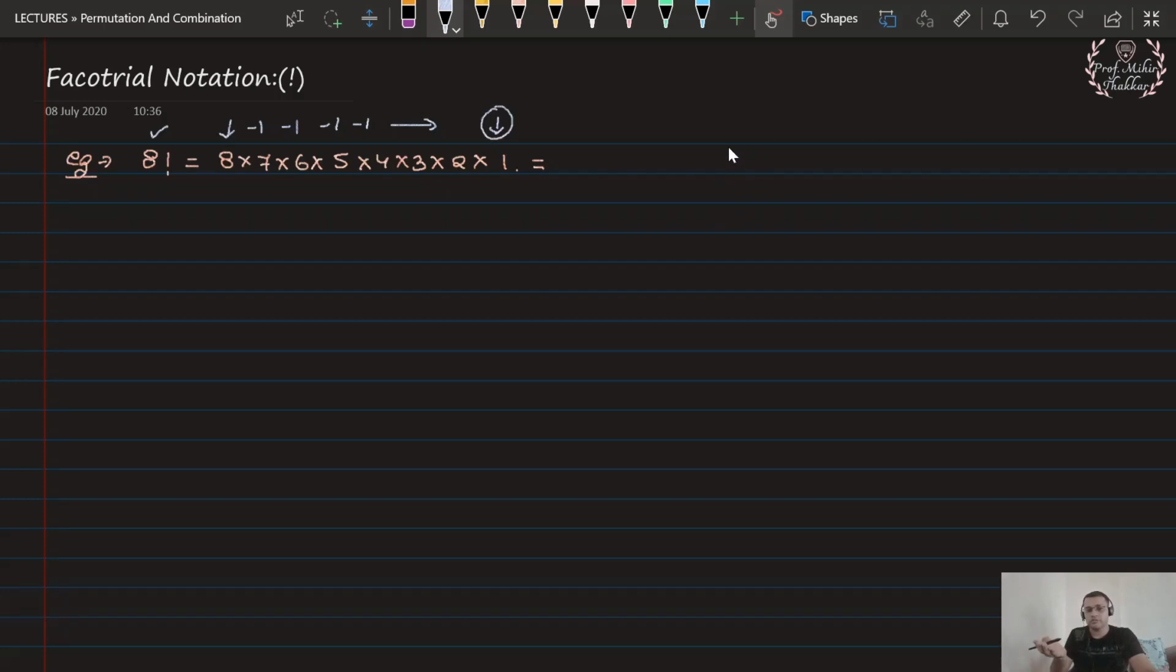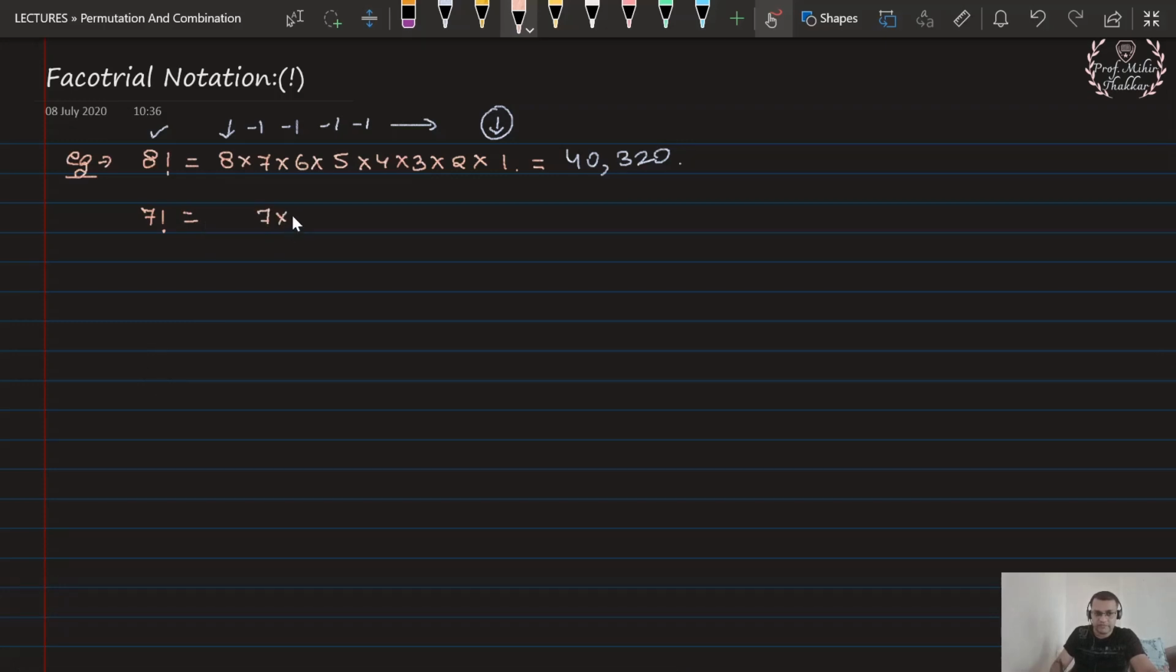Don't go beyond 1, because after 1 the next number will be 0, and multiplication by 0 will make everything 0. Therefore, in factorial notation, we start with the given number and stop at the minimum possible value, which is 1. So when you multiply 7, 6, 5, 4, 3, 2, 1 with 8, you will get 8 factorial as 40320.